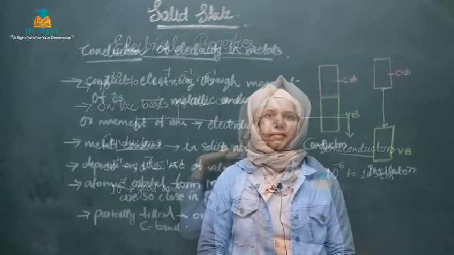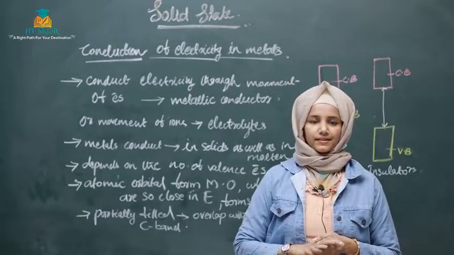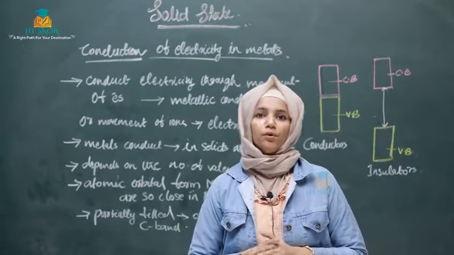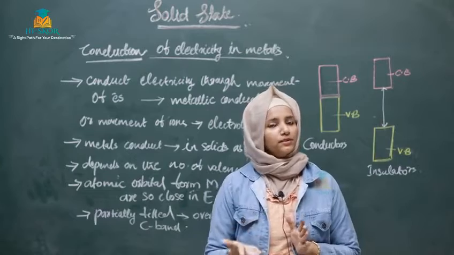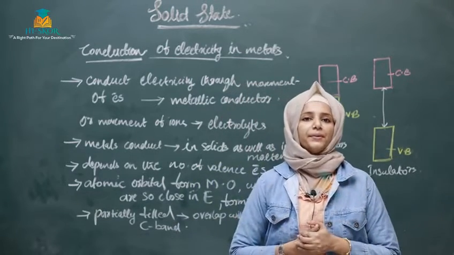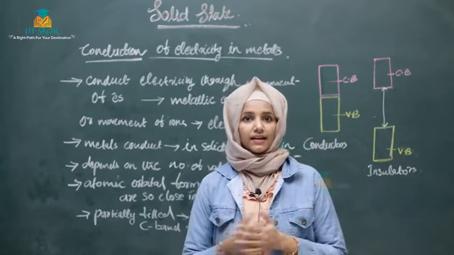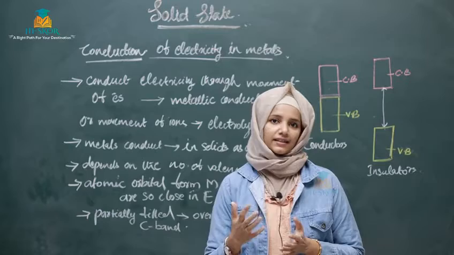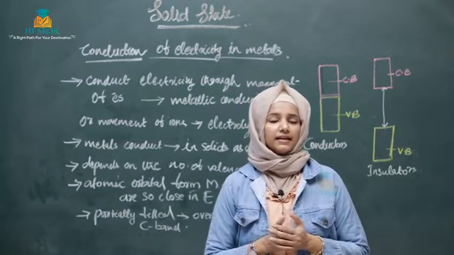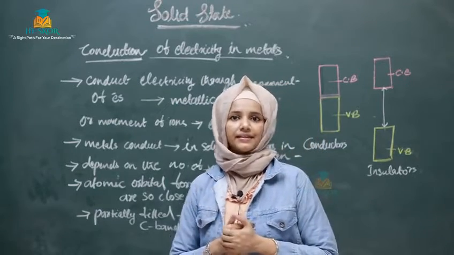Our next topic is conduction of electricity in metals. Metals conduct electricity through movement of electrons, while conduction through movement of ions is seen in electrolytes. A metallic conductor gets its conductivity through the movement of electrons. Ions moving and giving conductivity, for example, are electrolytes. That is how they get their conductivities.